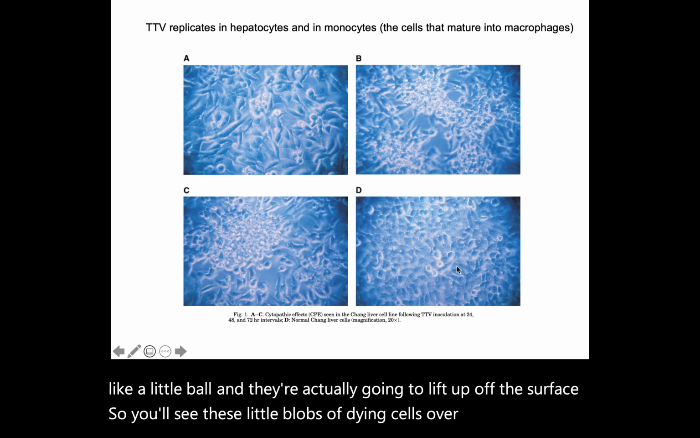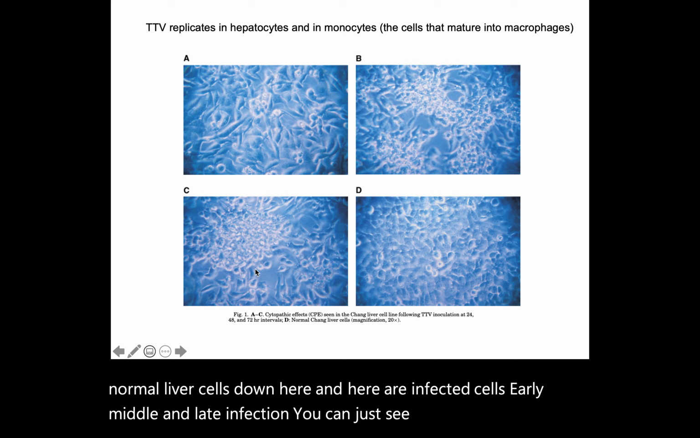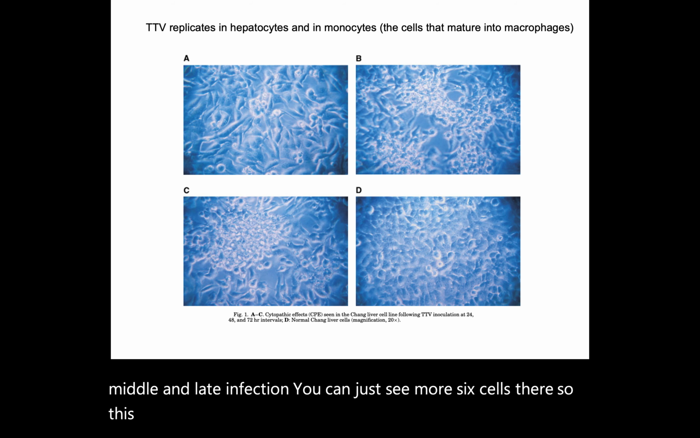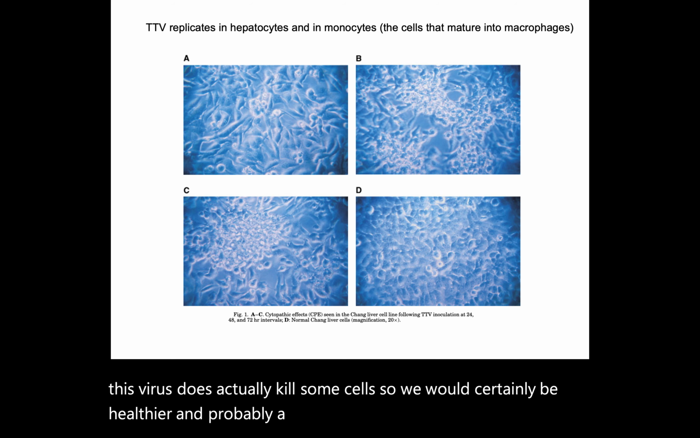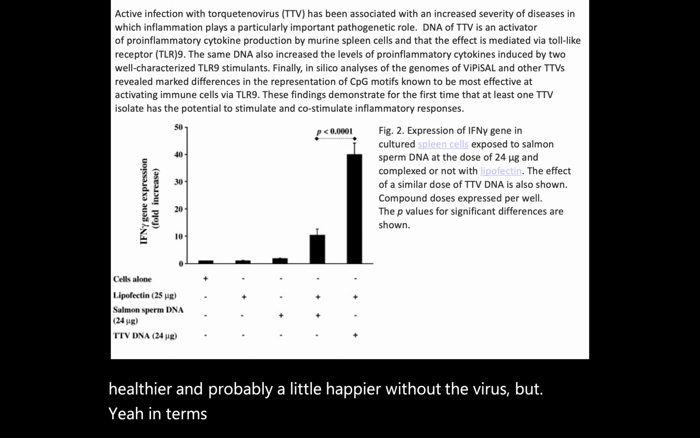And so here are normal liver cells down here. And here are infected cells, early, middle, and late infection. You can just see more sick cells there. So this virus does actually kill some cells. So we would certainly be healthier and probably a little happier without the virus. But yeah, in terms of actual disease, it doesn't do a whole lot.